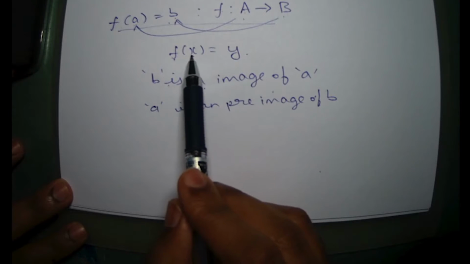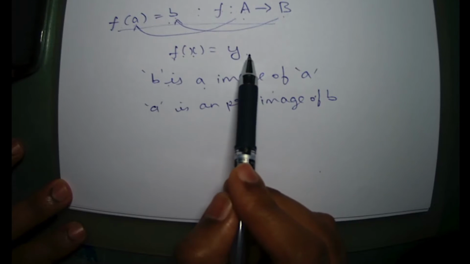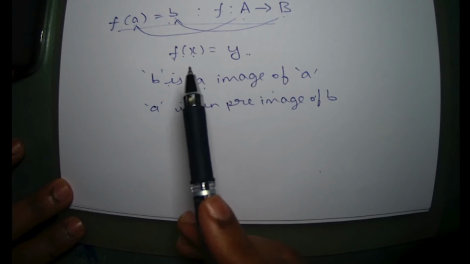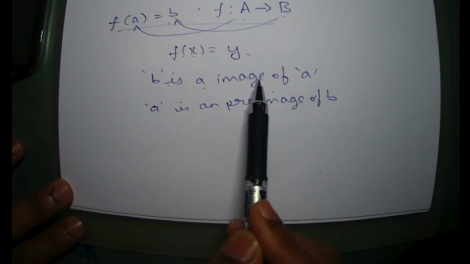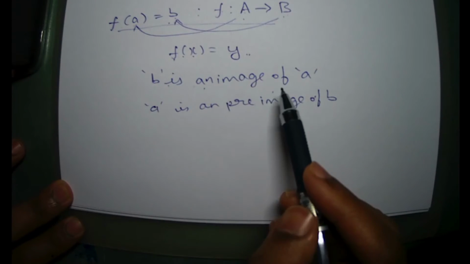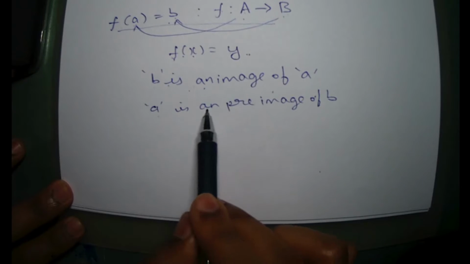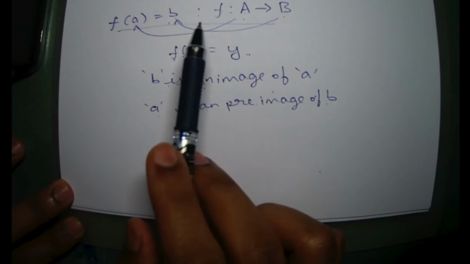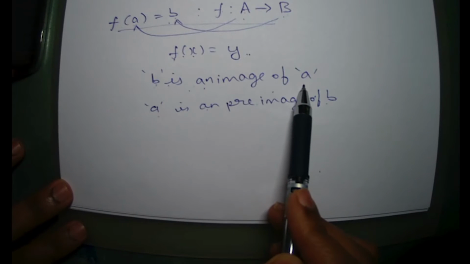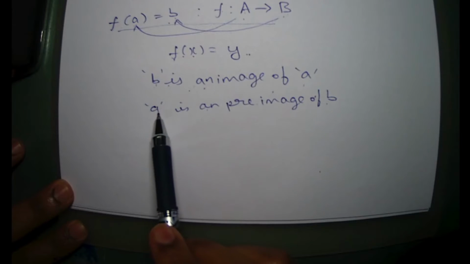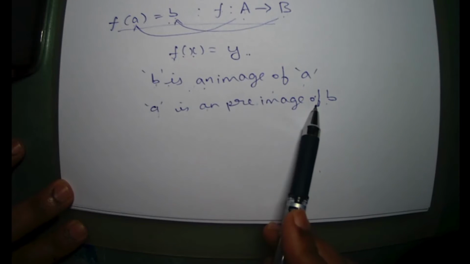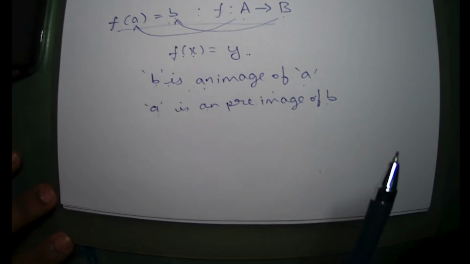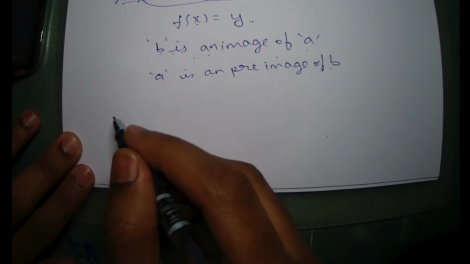In terms of x and y, we can write it as f(x) = y. From this definition of function, we can say that b is an image of a, and opposite to this, a is a pre-image of b. We already learnt in relations that all the terms from the second set are images of the terms from the first set. So opposite to this, we can say that terms from the first set are pre-images of the terms in the second set.